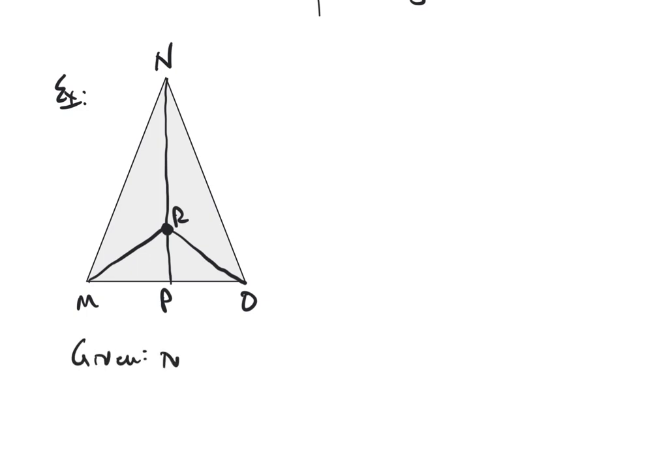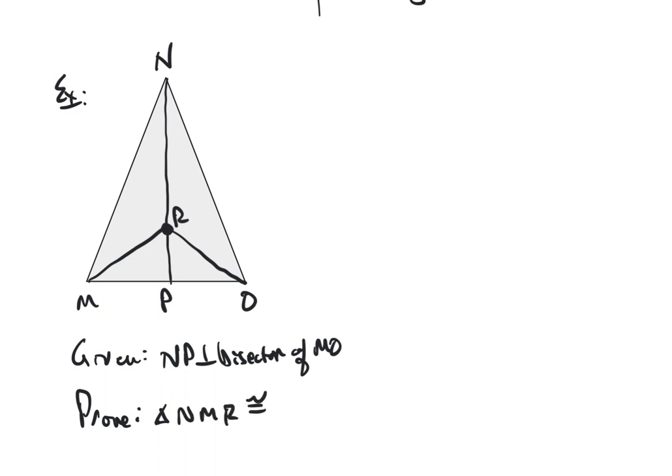And what I'm going to tell you is that NP is the perpendicular bisector of MO. And what I'm going to have you help me prove is that triangle NMR is congruent to triangle NOR. And that's a little messy, so I'm going to write that nicer so it's easier to see. That last one's supposed to be NOR. There we go.